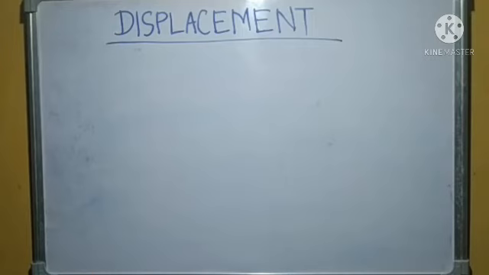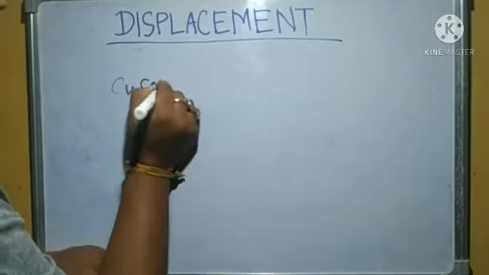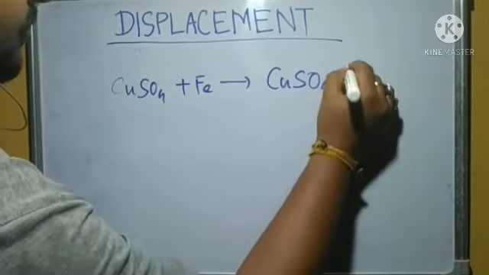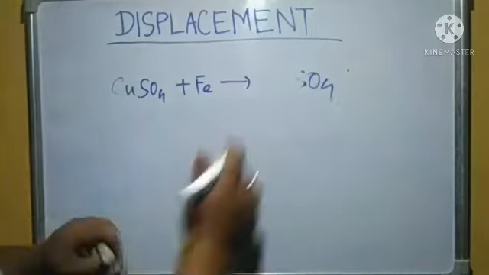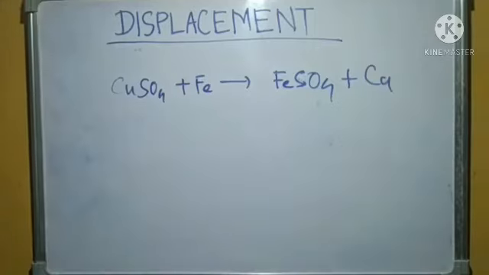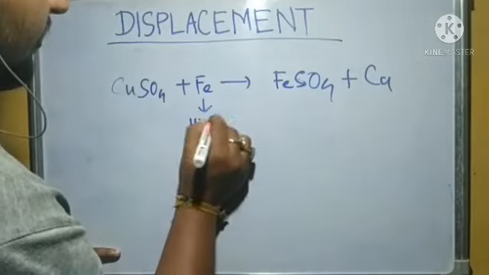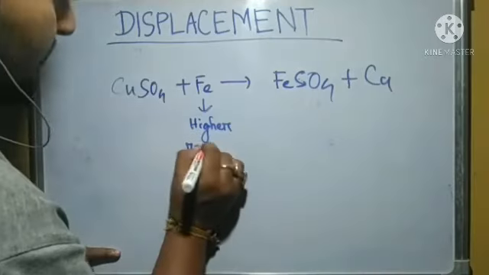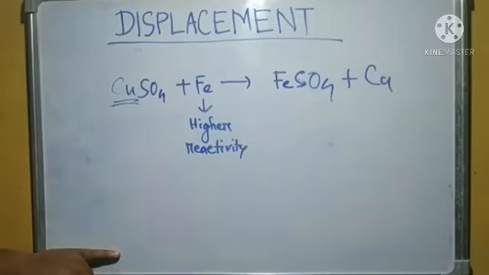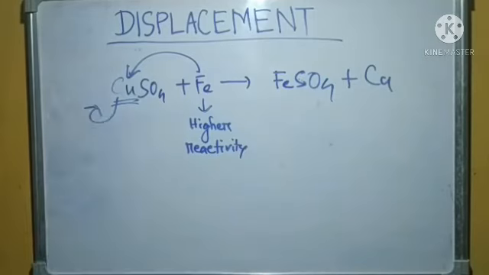Let us consider the opposite case. In the earlier reaction we have seen CuSO4 plus iron gives ferrous sulfate plus copper. Why is it happening? Because iron has higher reactivity than whom? Than copper. Therefore iron is throwing out the copper from its position.